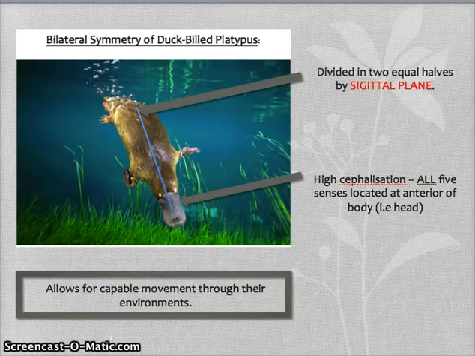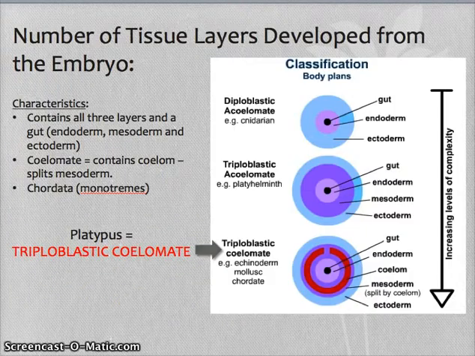Another characteristic of being a part of the phylum Chordata is that the organism is bilaterally symmetrical. This allows for capable movement through water and on land, since the platypus is semi-aquatic. A sagittal plane divides it into two equal halves, since it is bilaterally symmetrical. A duck-billed platypus has a high cephalization, since all 5 senses are located or run through the anterior of the body, i.e. the head. A duck-billed platypus is a triblastic coelomate.